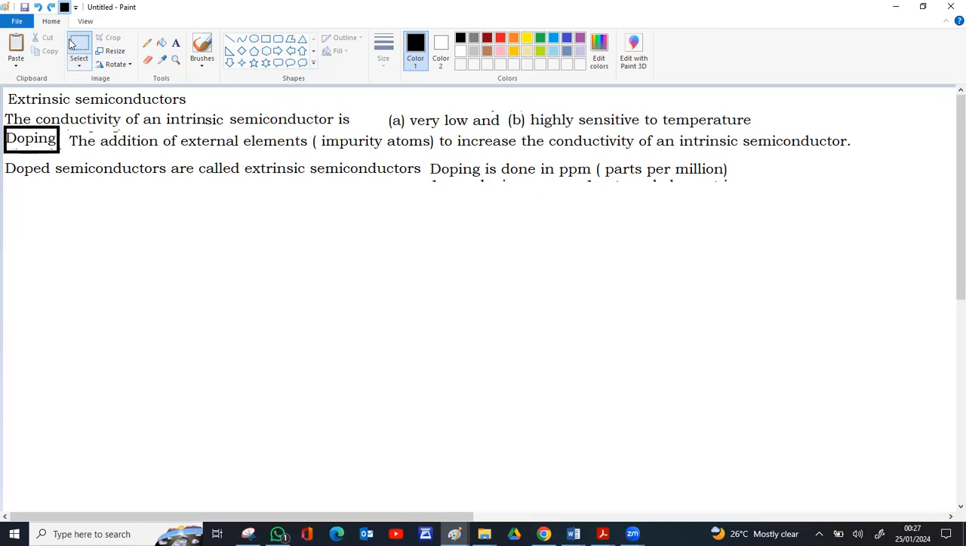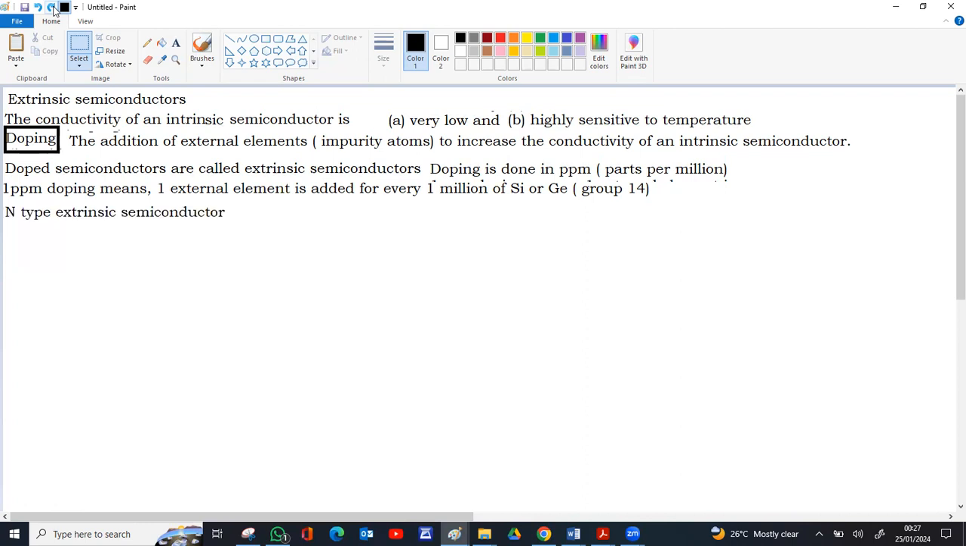1 ppm doping means one impurity, one external element, is added for every million silicon or germanium atoms. So 5 ppm doping means 5 external impurity atoms are added for each 1 million silicon or germanium atoms. Silicon or germanium are group 14. They have 4 covalent bonds with the neighboring silicon or germanium atoms. So this is what you call doping, which helps to increase the conductivity of an intrinsic semiconductor.